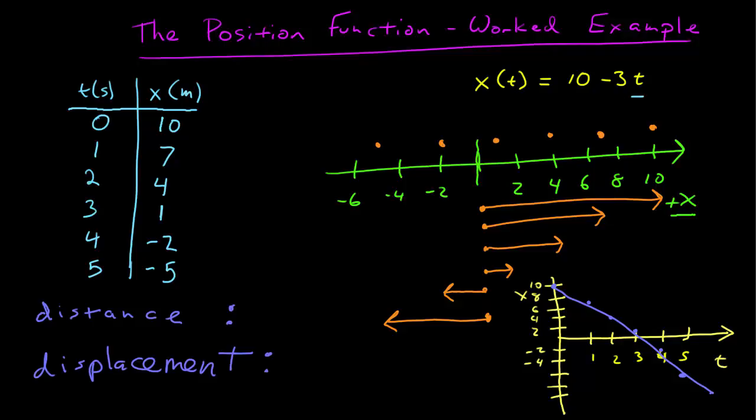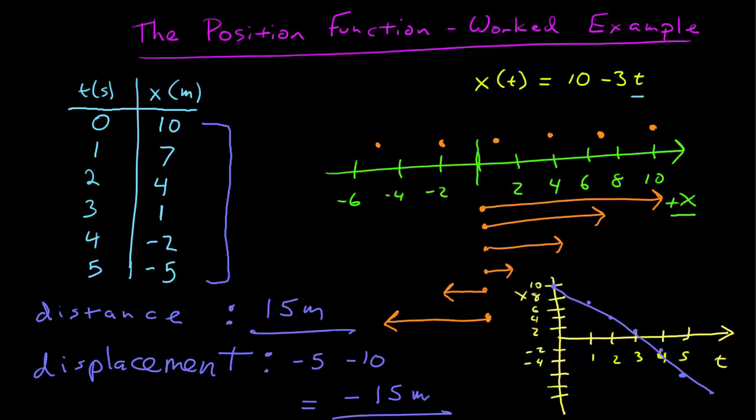Finally, we want the distance and displacement. The distance is the total length traveled, which is 15 meters. The displacement, though, is the final position minus the initial position. The final position is negative 5 minus the initial position, which was 10, so the displacement is in fact negative 15 meters. Remember, the distance is a scalar, that's the total length, but the displacement is a vector.